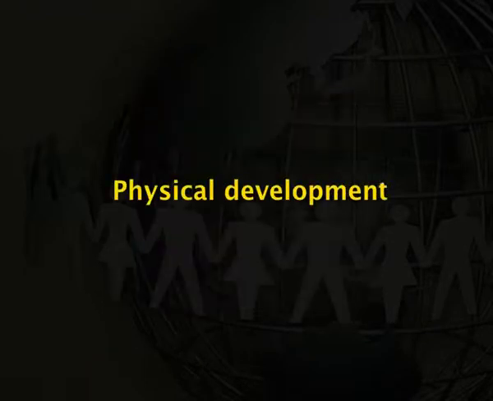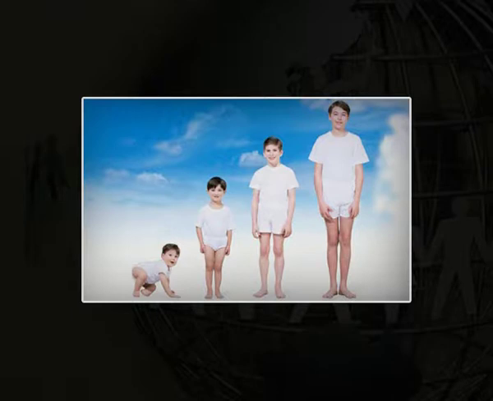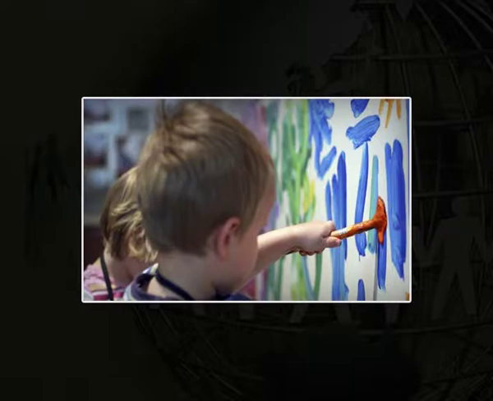Physical development. Physical development is the most recognized and observable change in the life of a child. It includes gross motor skills like walking, jumping, running, catching, hopping, etc. Fine motor skills like painting, drawing, doing up buttons, using a spoon, writing, all these come under fine motor skills. This development is largely dependent upon the child's health and the nutritional status of the child.